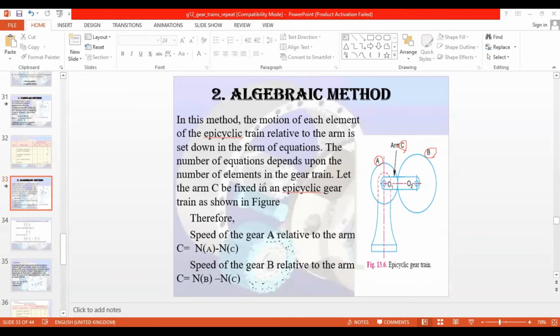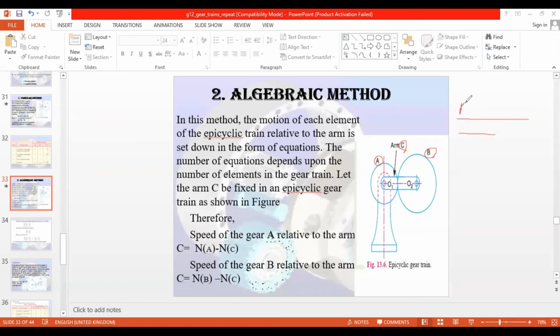Let the arm C be fixed in an epicyclic gear train as shown in the figure. Now we are going to do what we have done in the tabular method. We are going to fix the arm C, so now only A and B are going to move. Therefore, speed of gear A relative to arm C, which means we are going to stop C and only A is going to move. If you remember the relative velocity, right?